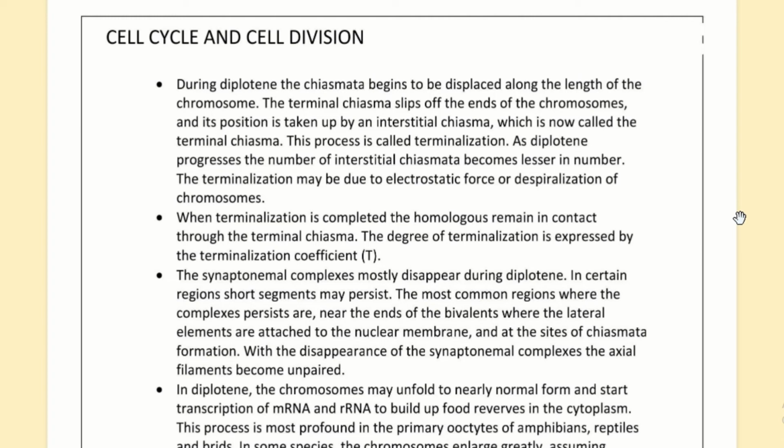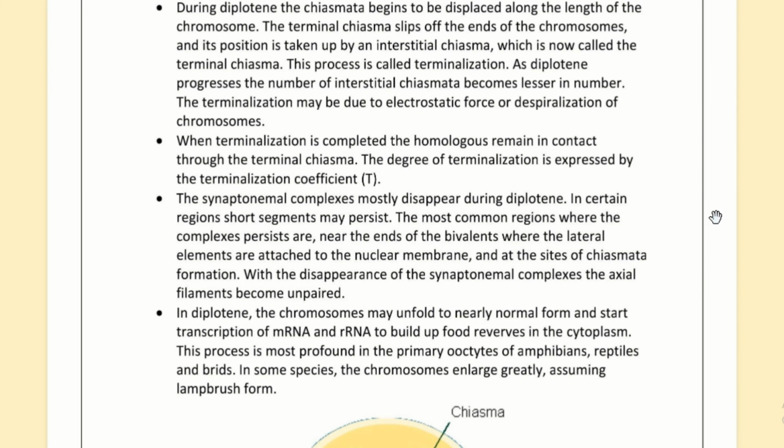The terminalization may be due to electrostatic forces or despiralization of the chromosome. When terminalization is completed, the homologous chromosomes remain in contact through the terminal chiasma. The degree of terminalization is expressed by its coefficient.